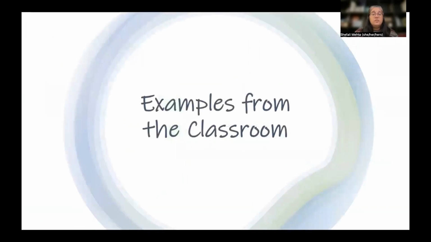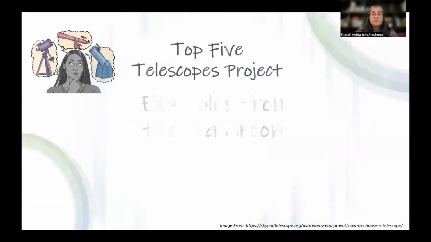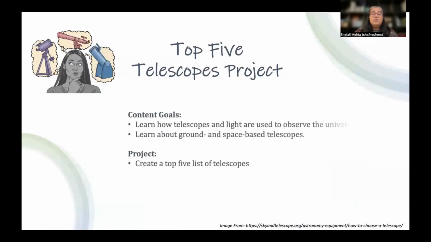I would like to now go through some examples from my classroom. The first one is a top 5 telescopes project. And here the goals as far as content was concerned was learning how telescopes and light work, to observe the universe, and then also to look at all the ground and space-based telescopes that have been built across the world and in conjunction with different space agencies. And their project was to create a top 5 list of telescopes.